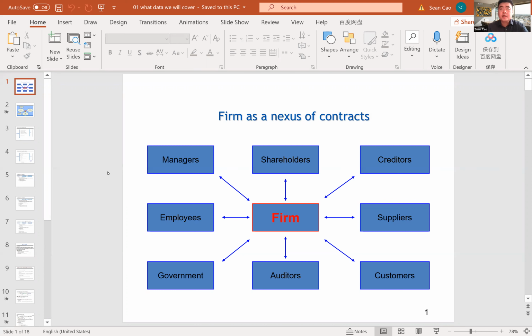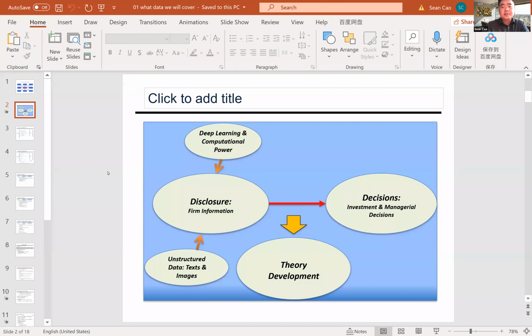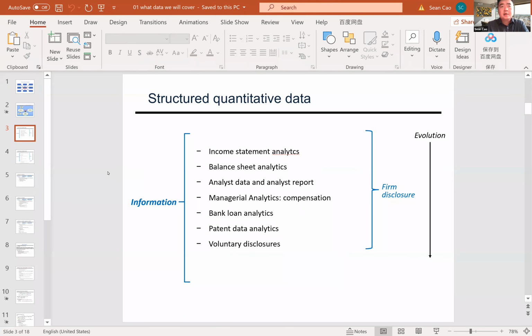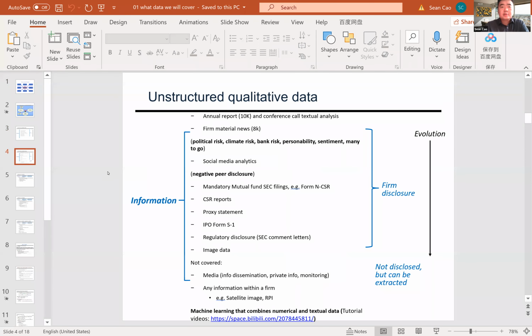The data is used to help shareholders, creditors, managers, and employees. So this is basically the flow for the rest of the videos, the rest of the sessions. For example, I will talk about the quantitative data today, and a lot of data we're going to introduce today. And I'll also talk a lot about the textual data today as well.